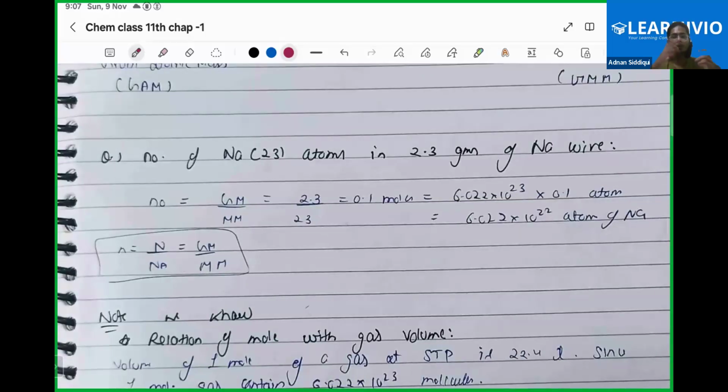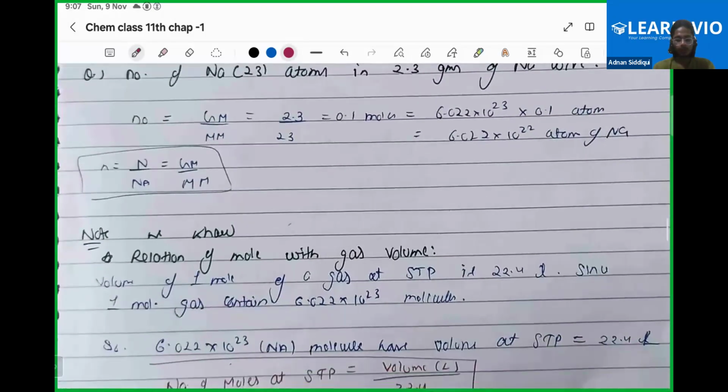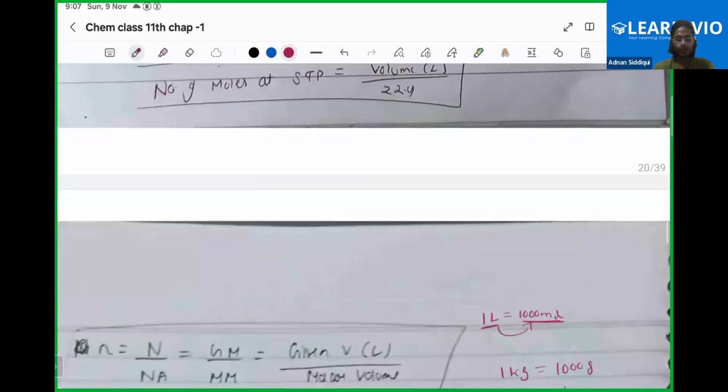So this was a simple question. We have 2.3 grams of sodium wire, and you need to tell how many atoms are going to be there. You can simply convert it into number of moles. And if you know how many moles are there, you can simply tell the number of atoms as well.